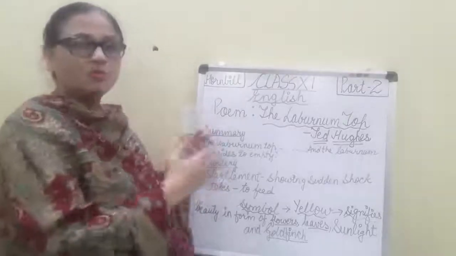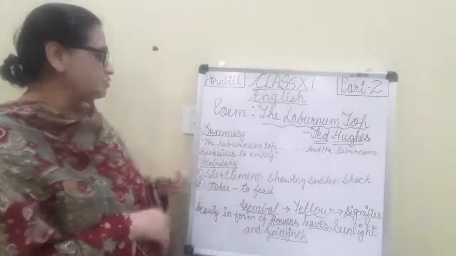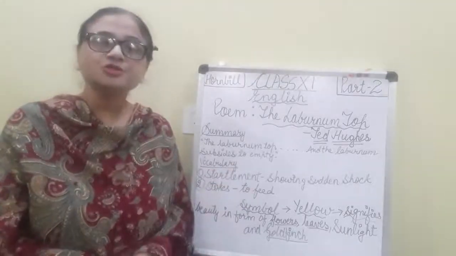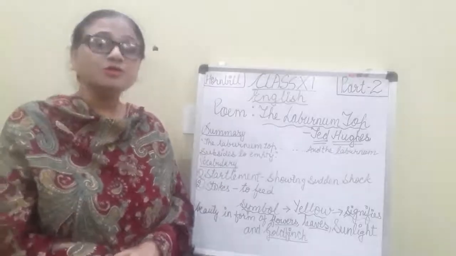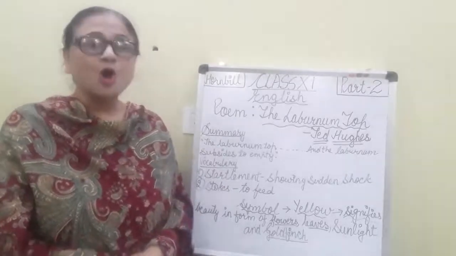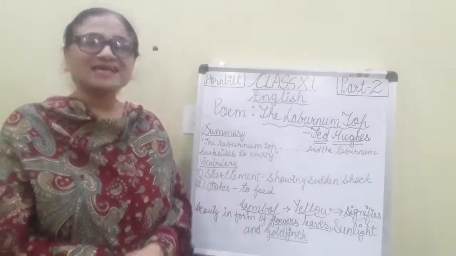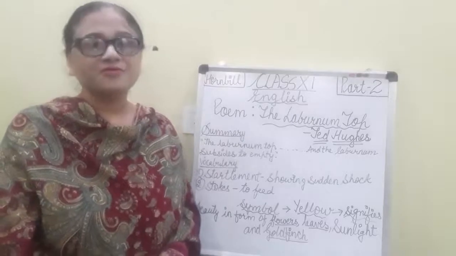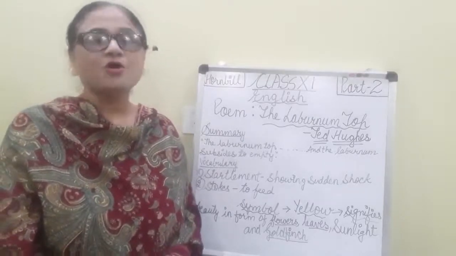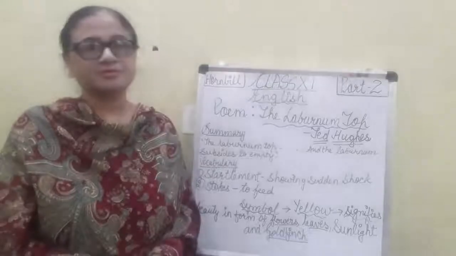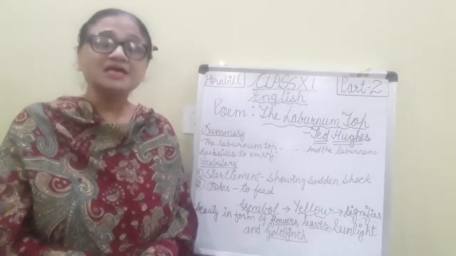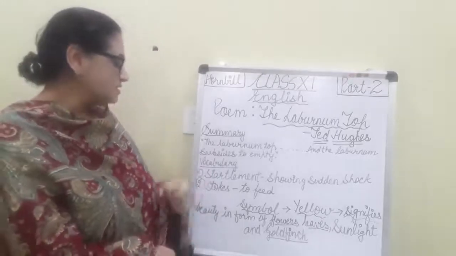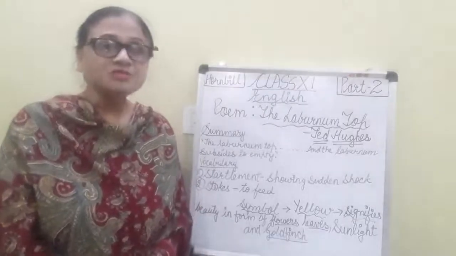Okay, so let's go on with the vocabulary. The first word is startlement. Startlement means showing sudden shock. Okay, so how will you make a sentence out of it? The Goldfinch came there, and the startlement of life became the life of that laburnum tree. Okay, startlement, life of the laburnum tree. Okay, next is stokes. Stokes means to feed.